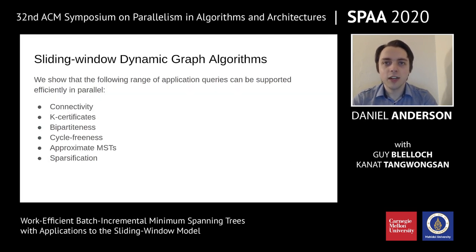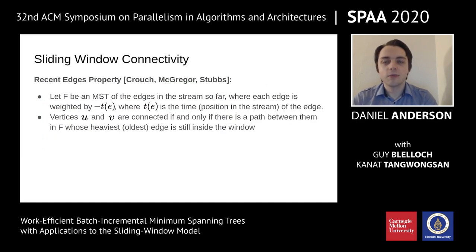So we show in our paper that we can support a wide range of queries using these tools. In particular, we can support connectivity, k-certificates, bipartiteness, cycle freeness, approximate minimum spanning trees, and graph sparsifiers. So for the purpose of this talk, we'll just talk about connectivity as a simple example. You can refer to the paper to see the full details and the other examples.